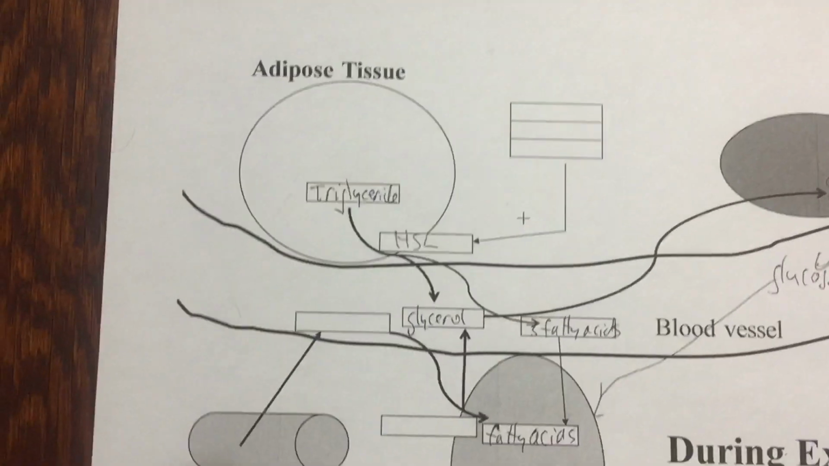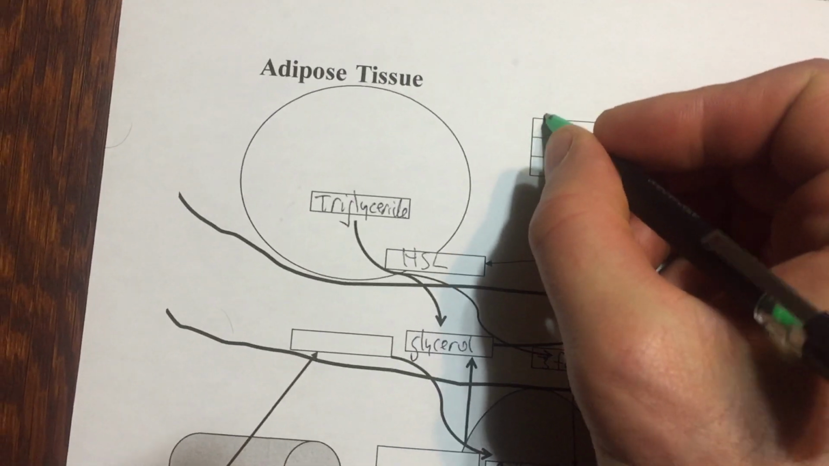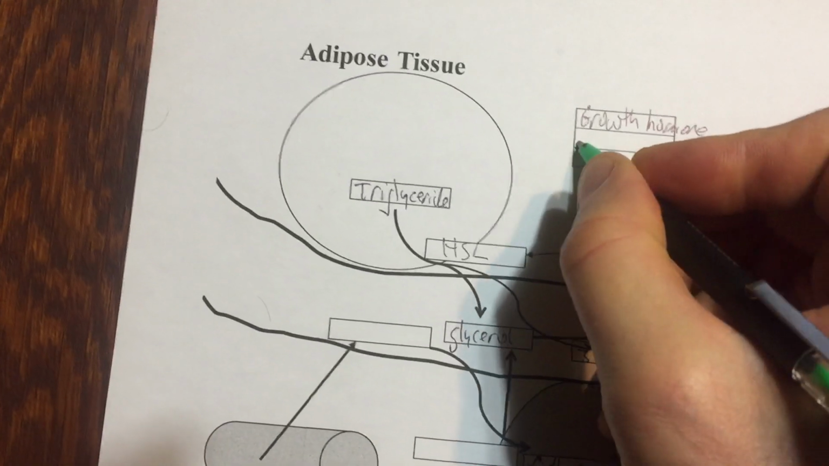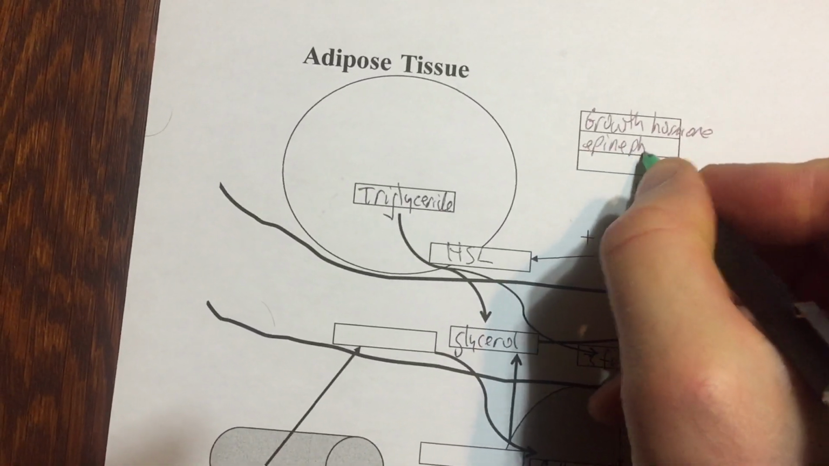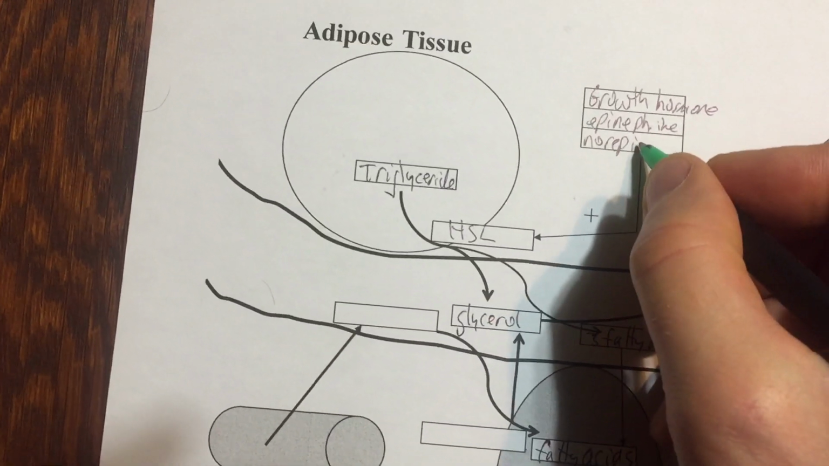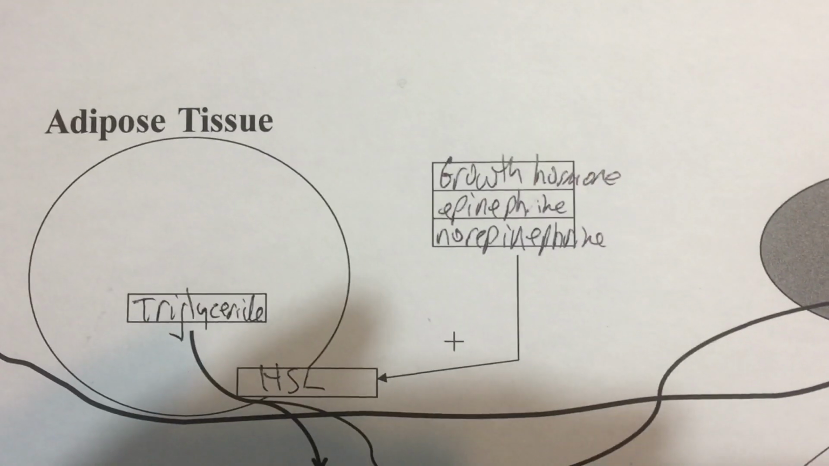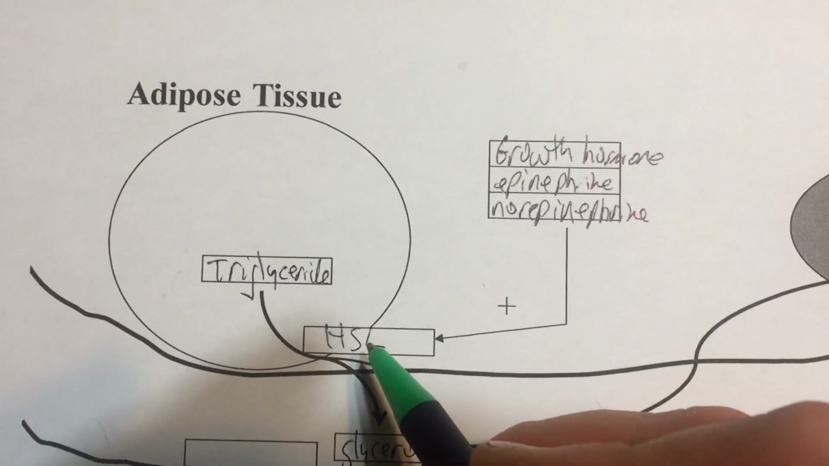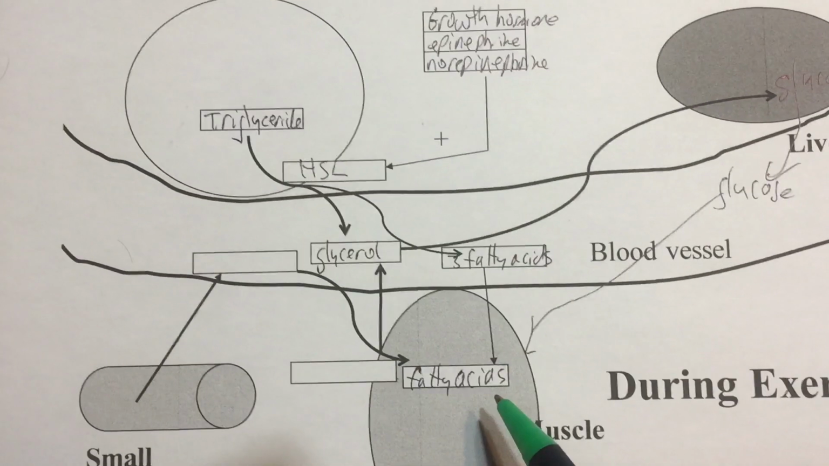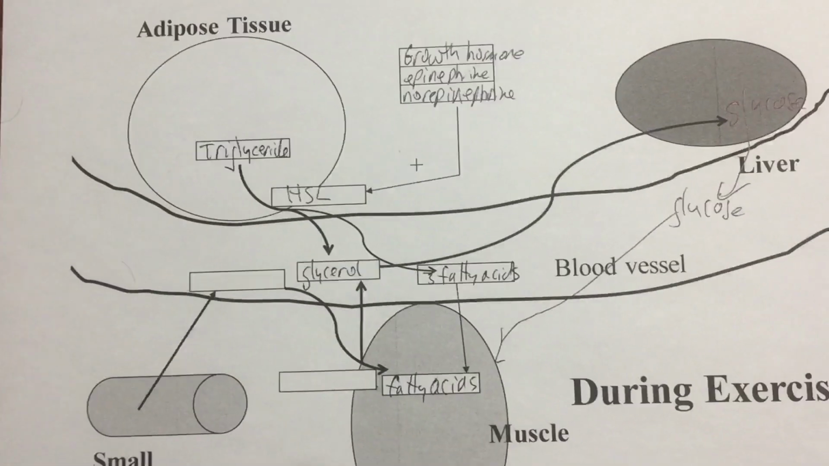The main hormones that activate that enzyme during exercise are your growth hormone, your epinephrine, and norepinephrine. Those three hormones will stimulate the hormone-sensitive lipase to help you break down triglyceride in the adipose tissue. Fatty acids then go to the muscle. The glycerol does not go to the muscle, but instead goes to the liver, where it can be converted to glucose.